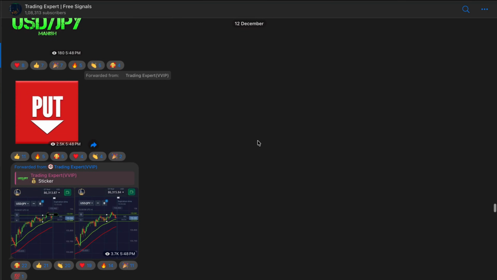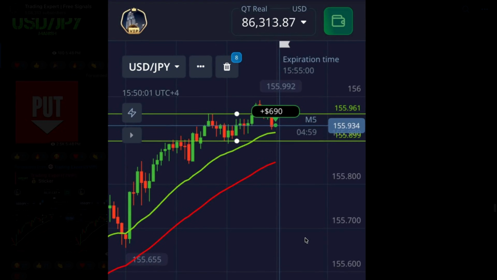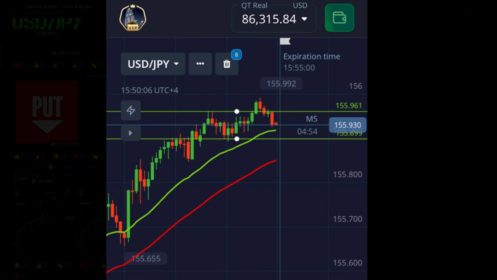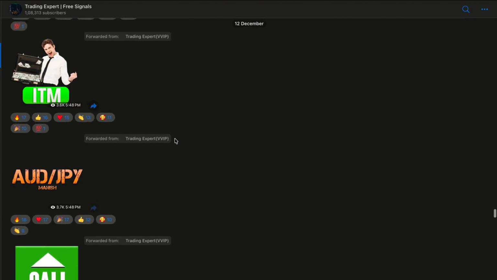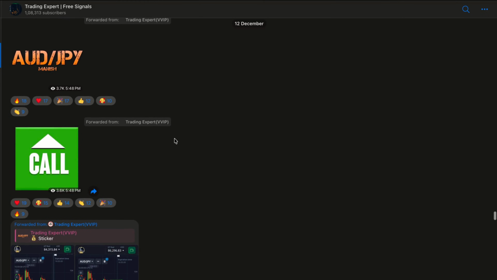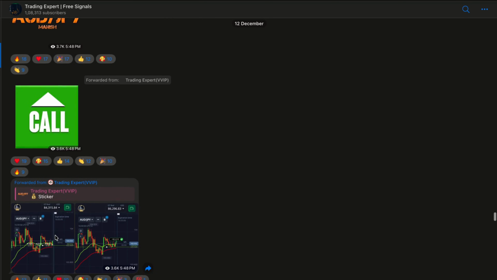The next thing was for USD JPY 5 minutes put. Again a very good win. You can just see clearly we took a downside trade based on the continuation and we won this trade with an amazing entry. The next thing was for our JPY call 5 minutes.